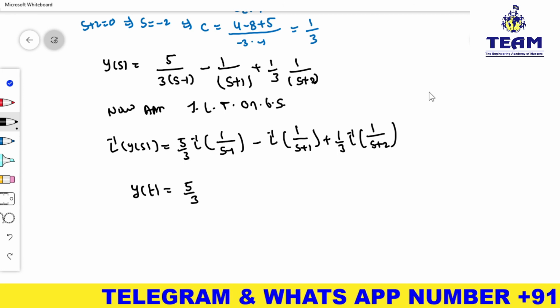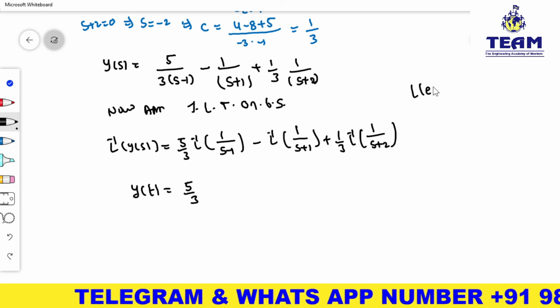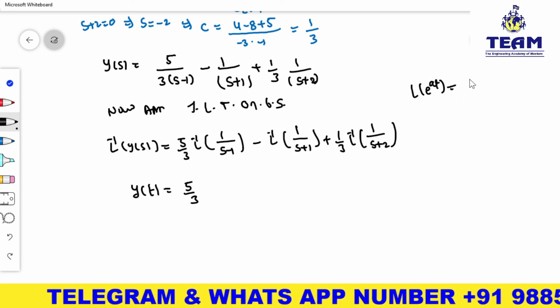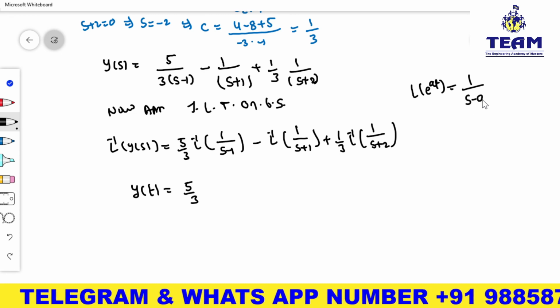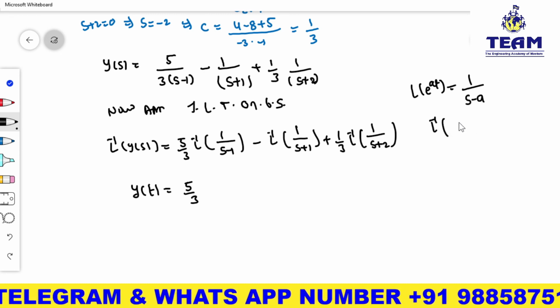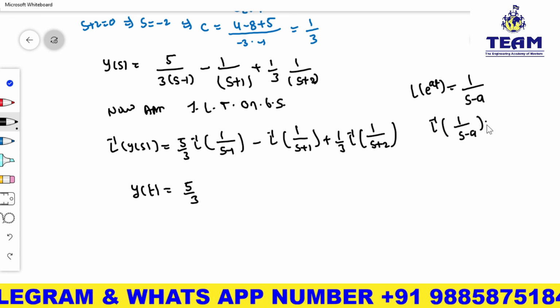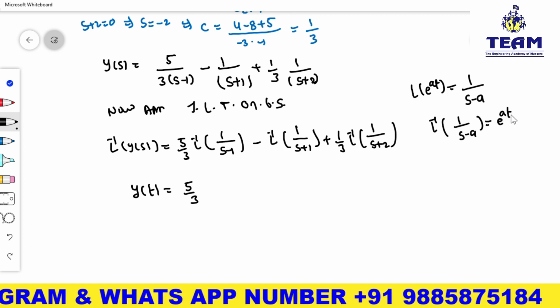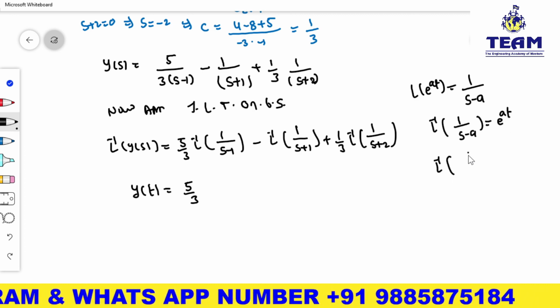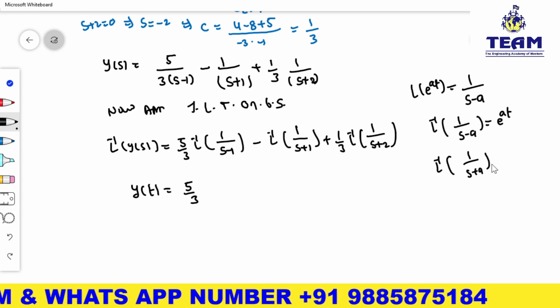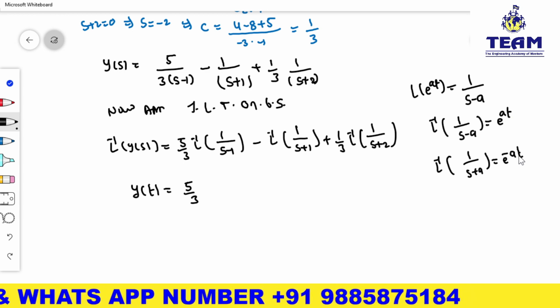Friends, you have to remember the formulas. L of e to the power of at is equal to what you have? 1 by s minus a. So L inverse of 1 by s minus a is equal to e to the power of at. Similarly, L inverse of 1 by s plus a is equal to e to the power of minus at.